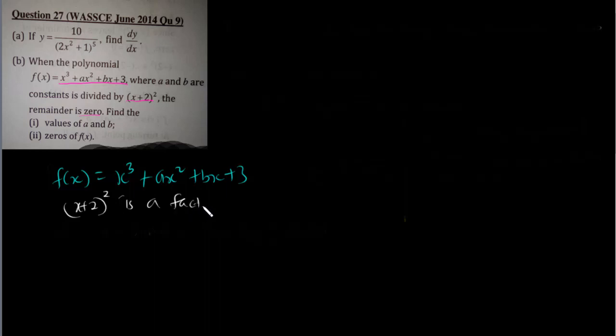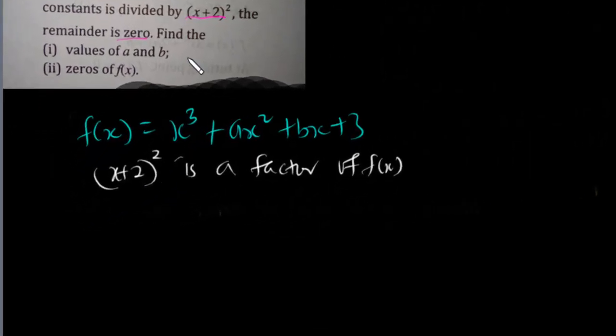So here we are told that f of x equals x cubed plus ax squared plus bx plus 3. Okay, and we are also told that x plus 2 raised to the power 2 divides f of x to give a remainder of 0. So that means that x plus 2 raised to the power 2 is a factor, right? So I'm going to write down here that x plus 2 raised to the power 2 is a factor of f of x. And because x plus 2 to the power 2 comprises two factors, we are now left with a third factor.